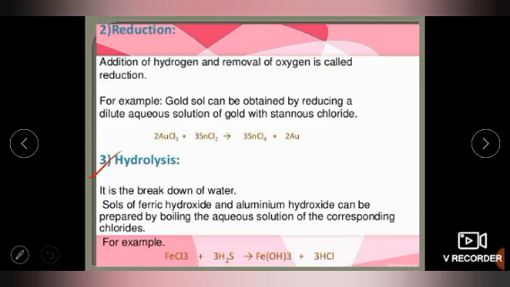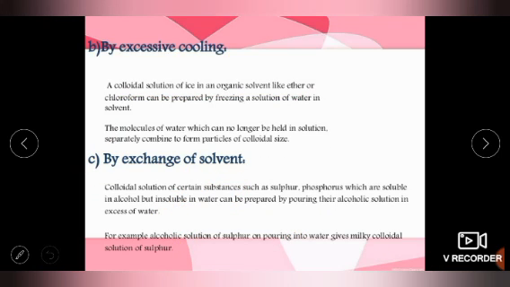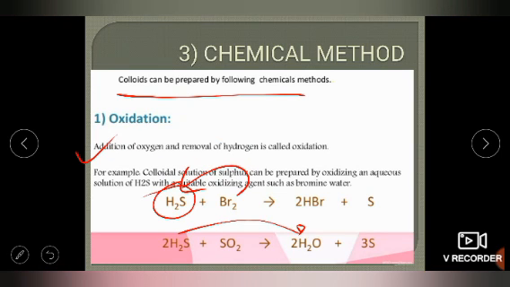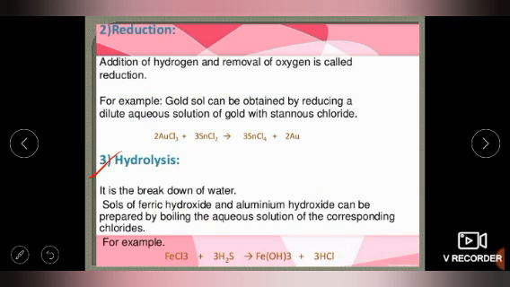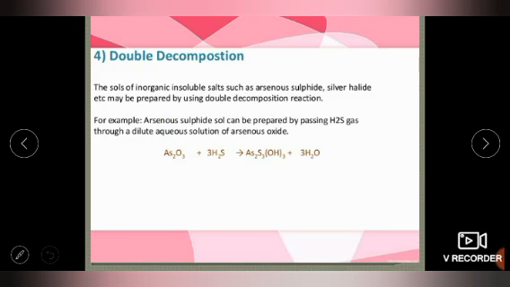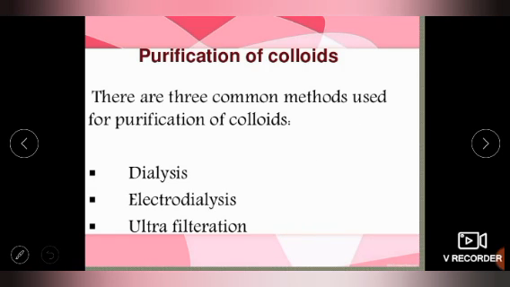The question that will come is simply which method is used to prepare the sol of the following substance. So H2S is oxidation, aurum chloride, you can say stannum chloride is reduction, H2S with ferric chloride and water is hydrolysis, and arsenic hydroxide is double decomposition. So this is all about the preparation.